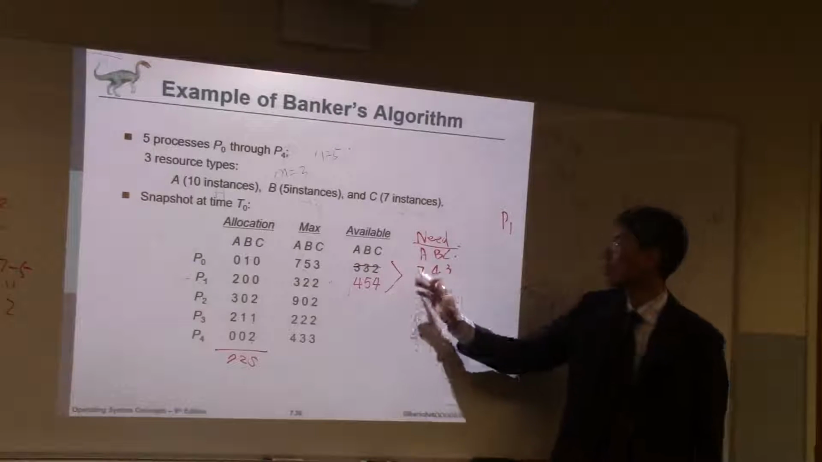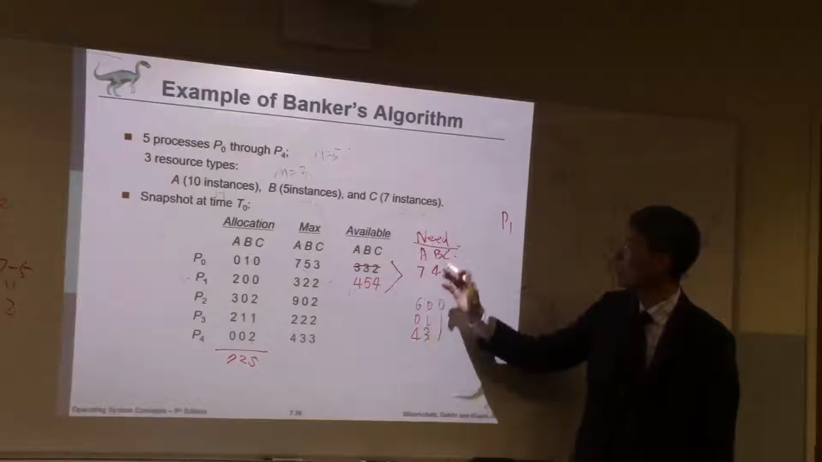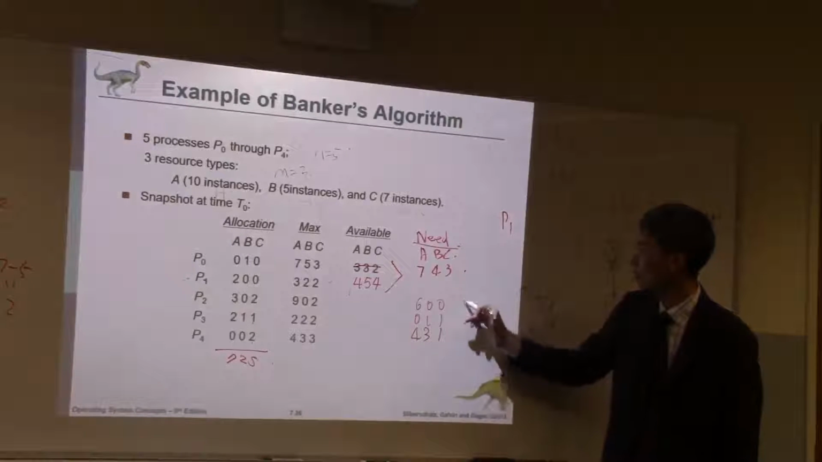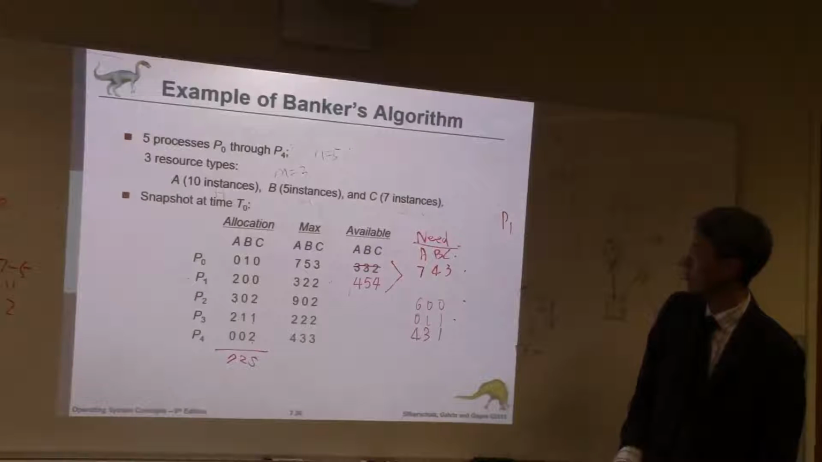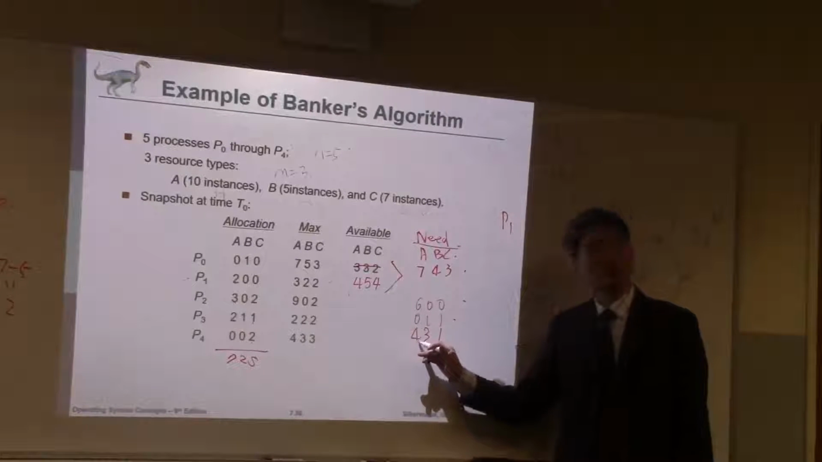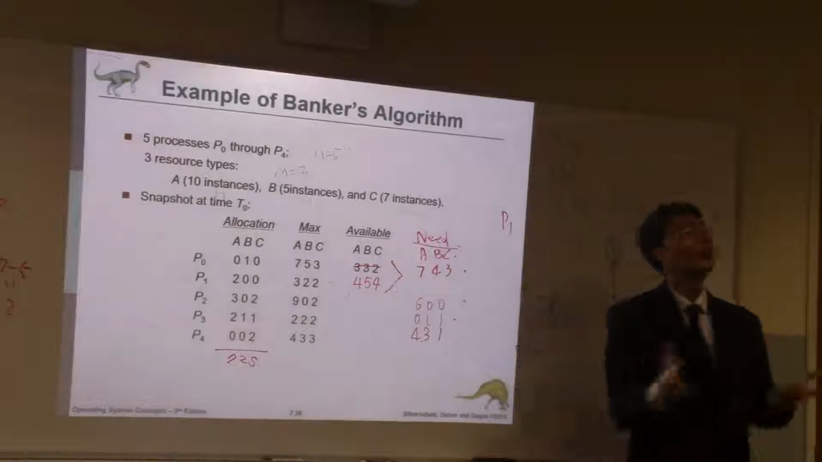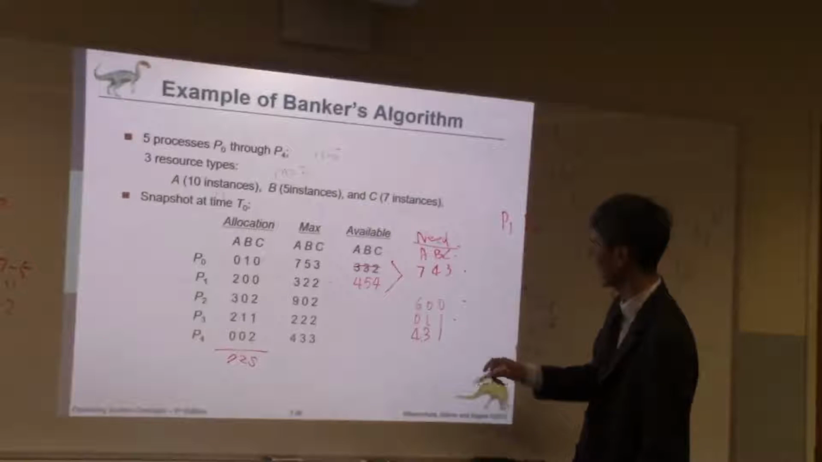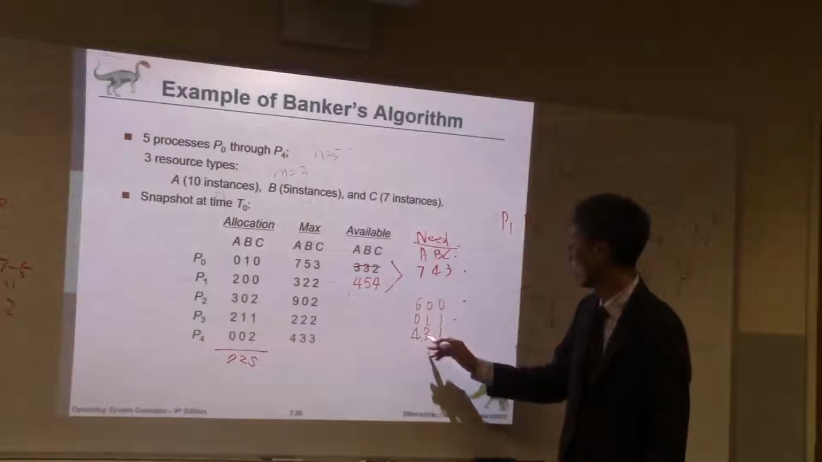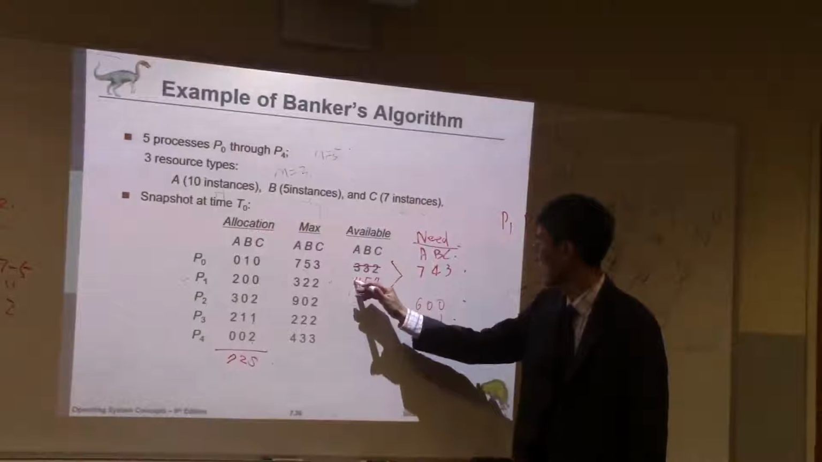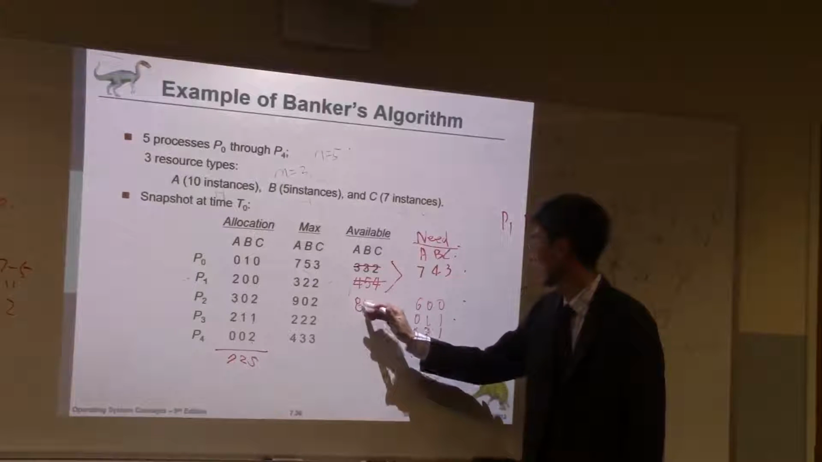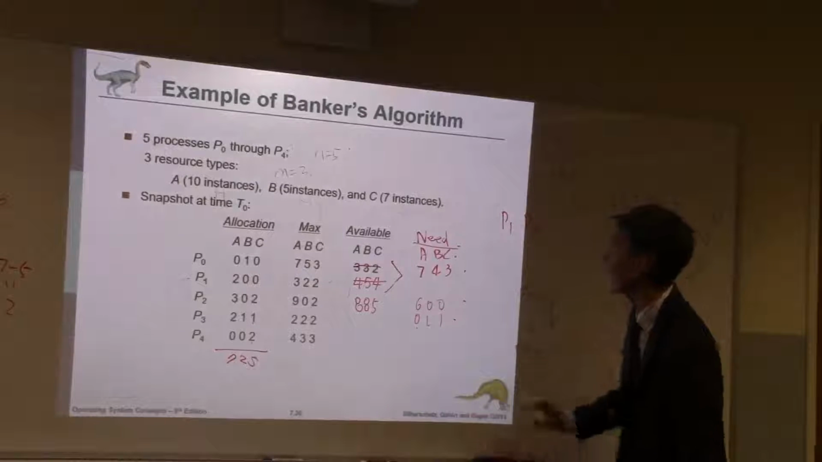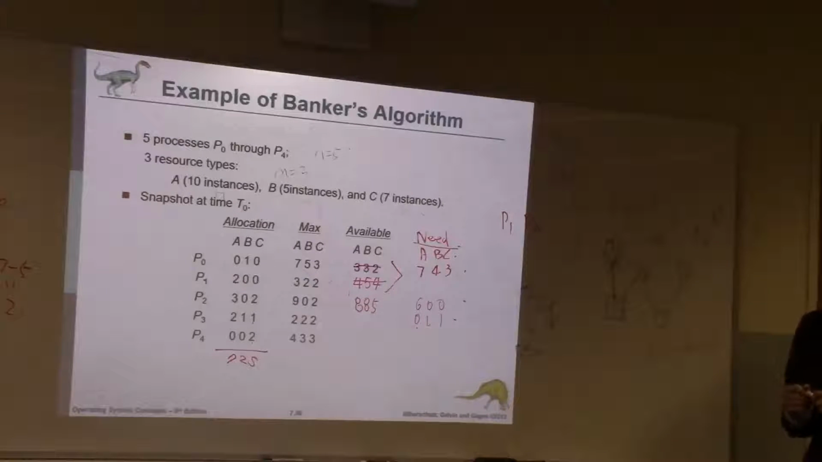Same idea. We'd like to find the process whose need is less than available. This one, no. This one, no. However, this one is possible. We'd better select this one first because it will return more resources, right? So we will select P4, and the available will be 8, 8, 5 after P4 is completed, terminated.